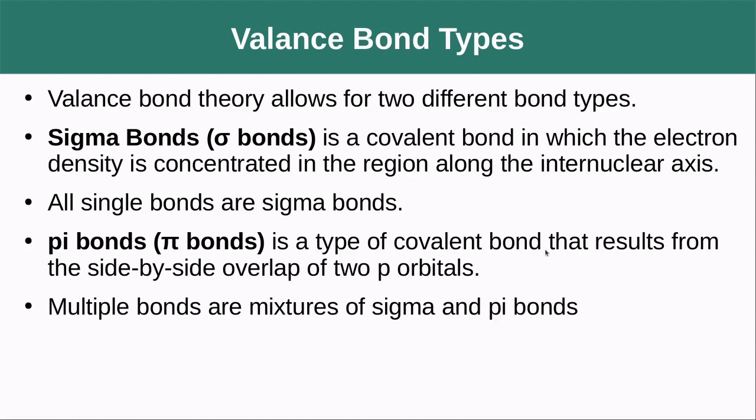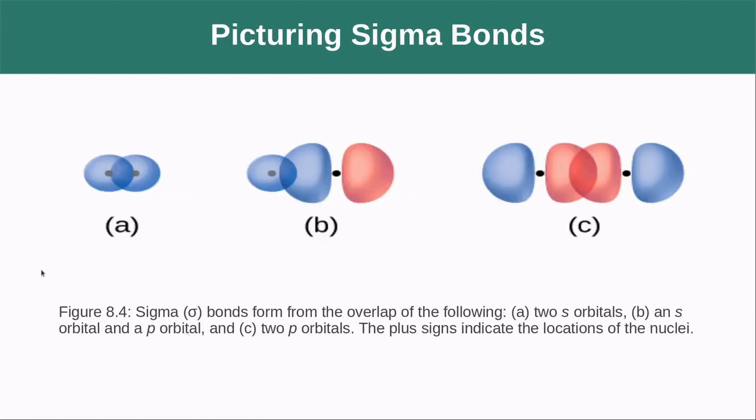This is a type of covalent bond that results from the side-by-side overlap of two p orbitals. So multiple bonds are mixtures of sigma and pi bonds. Here we can picture some sigma bonds from two s orbitals. Here's an s orbital with a p orbital, and here is it with two p orbitals.